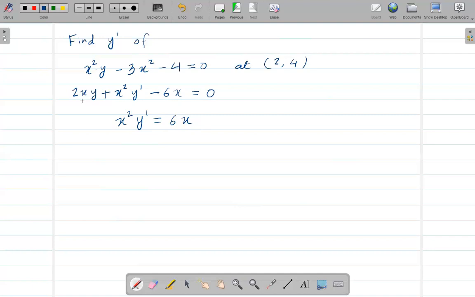And if I move this to the other side, it will be negative 2xy, right? And then after this, I can divide x squared on both sides, which will give us y prime is equal to 6x minus 2xy over x squared.